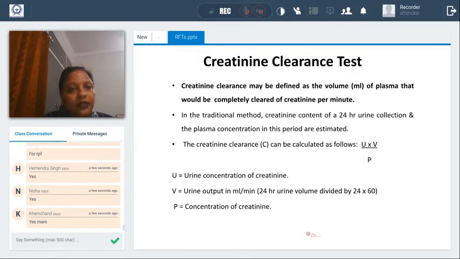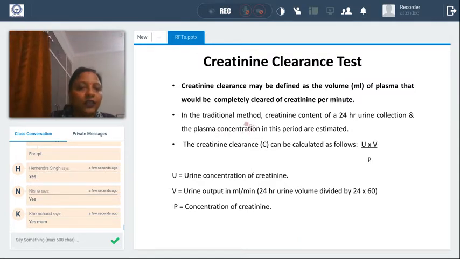What is creatinine clearance? Creatinine clearance may be defined as the volume of plasma that would be completely cleared of creatinine per minute. In the traditional method, creatinine content of 24 hours urine collection and the plasma concentration in this period are estimated. So U into V upon P, this is creatinine clearance.